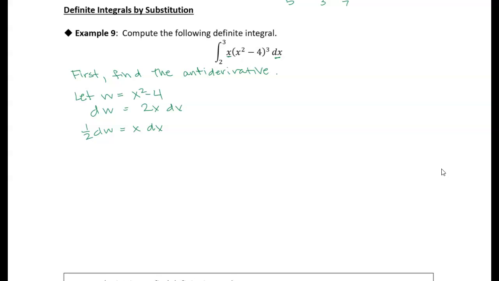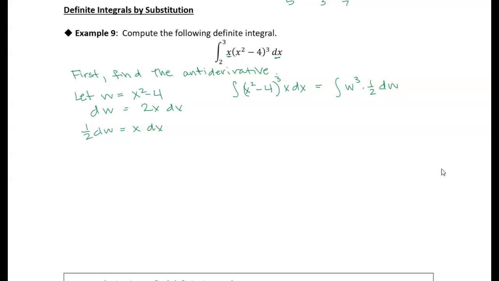Okay, and now if we just evaluate to find the antiderivative, right? So I'm going to take the integral of x squared minus 4, oops, that's cubed, times x. I'm just going to move the x over by the dx so you can clearly see the substitution I'm making, and that is going to give me w cubed times 1/2 dw.